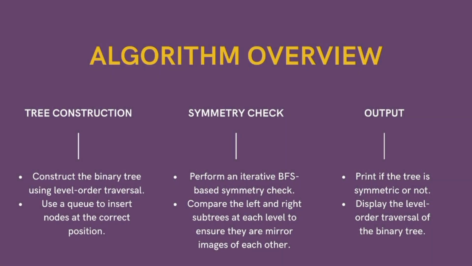To give you an overview of the algorithm, we start by constructing the binary tree using level order traversal. A queue is employed to ensure the nodes are added to the correct positions. Next, we perform a symmetry check using an iterative breadth-first search approach. We compare nodes at each level to verify if they are symmetric. The output includes whether the tree is symmetric or not, followed by the level order traversal of the tree.